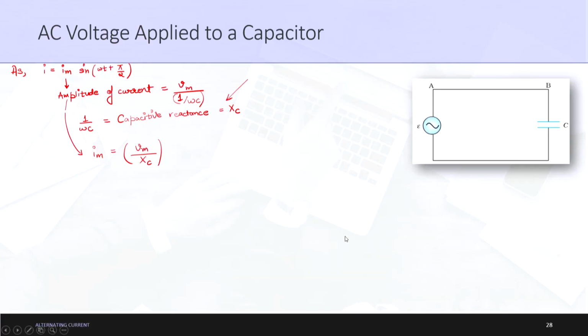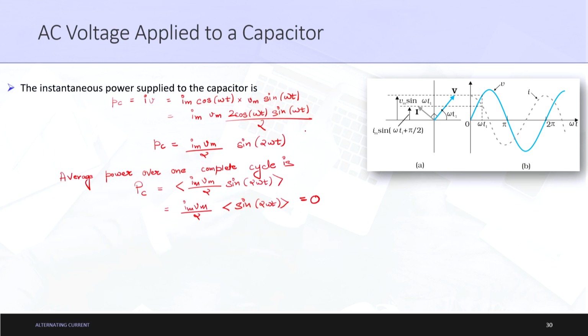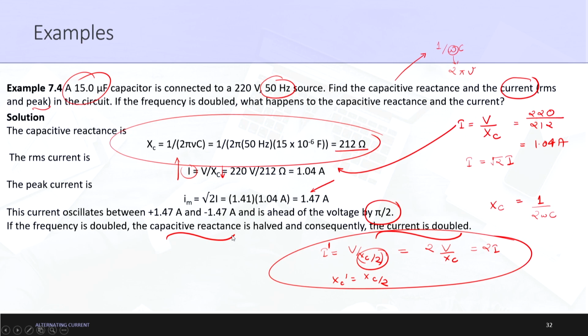Next concept: we understood all these phasor diagrams and how to draw the equivalent waveform diagram. Next was the instantaneous power supplied to the capacitor. We understood that the instantaneous power is equal to Im Vm by 2 into sin of 2 omega t. Similarly, the average power over one complete cycle we obtained as equal to 0. Then we understood this and this example.